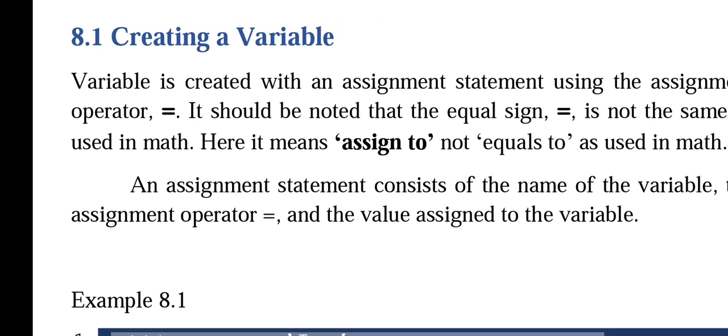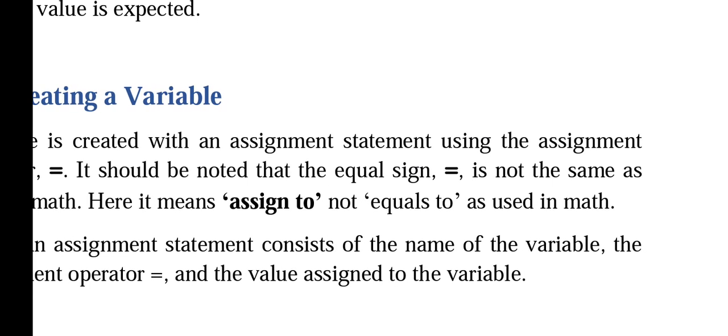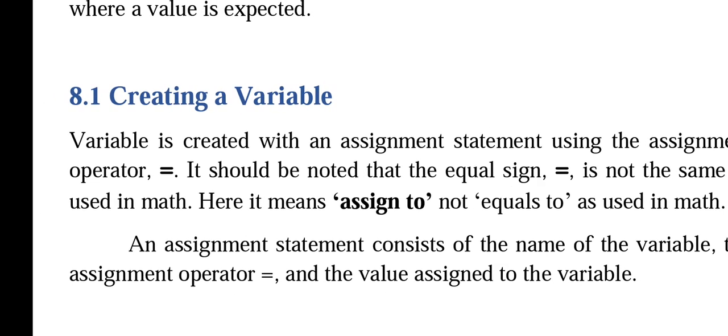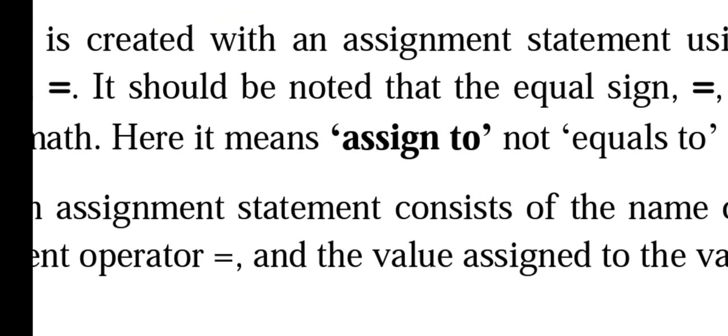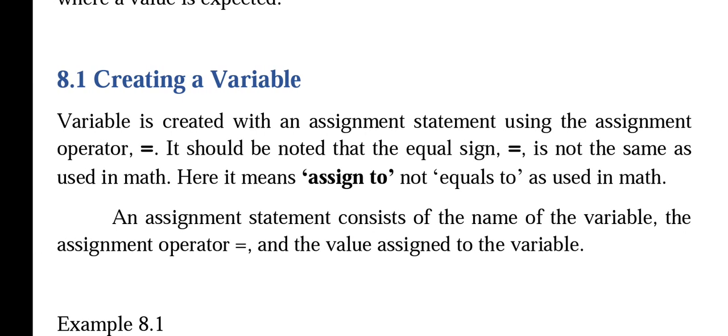So an assignment statement consists of three things. The name of the variable to be created, or to which a value is going to be assigned. That is the first thing, the name of the variable. An assignment operator. Can you see the assignment operator, the equal sign? And the value to be assigned to the variable. Three things: the name of the variable, the assignment operator, and the value to be assigned to the variable.